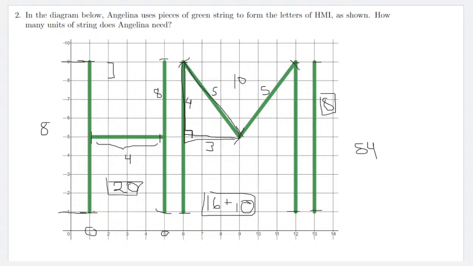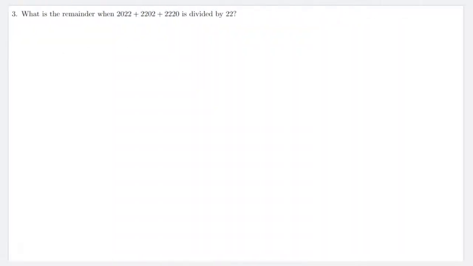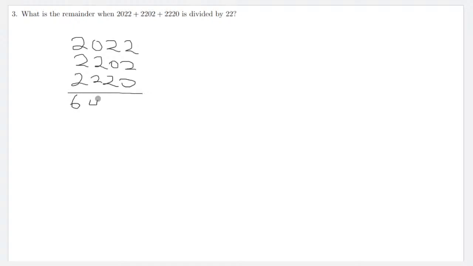All right, going on to number 3. Okay, so for number 3, there are a couple ways you can do it, but to do this one, I'll just do addition first and then do the division. So on number 3, let's do the addition first. And then now we'll divide.